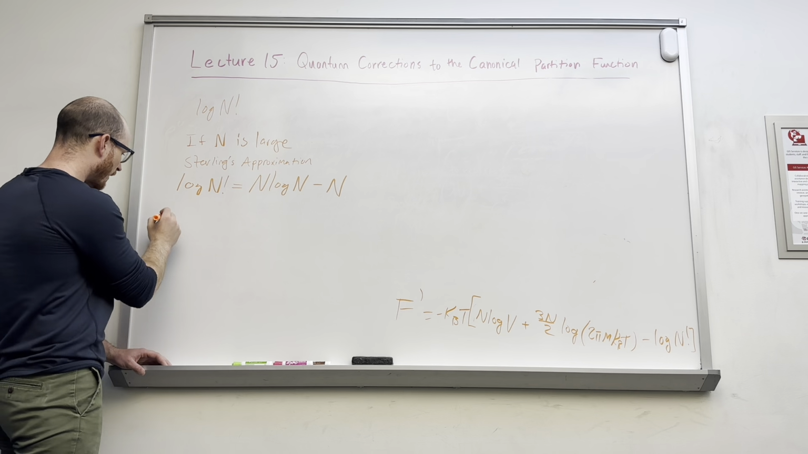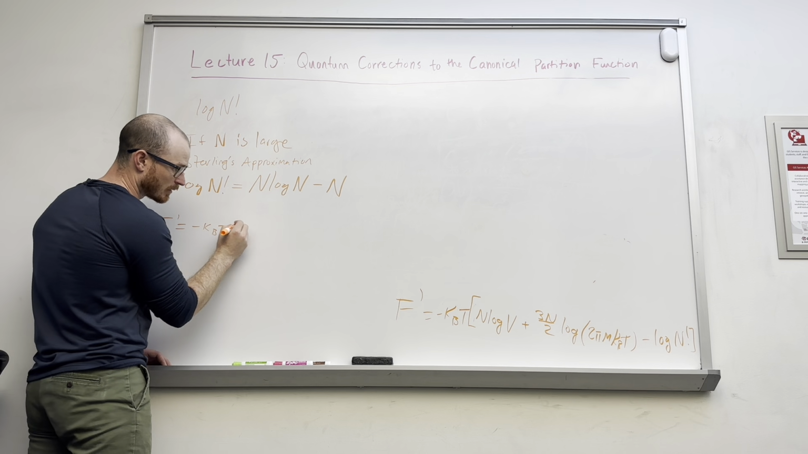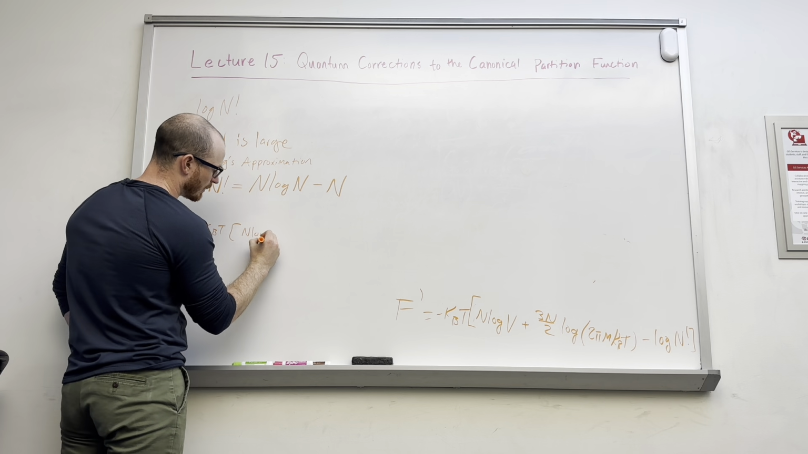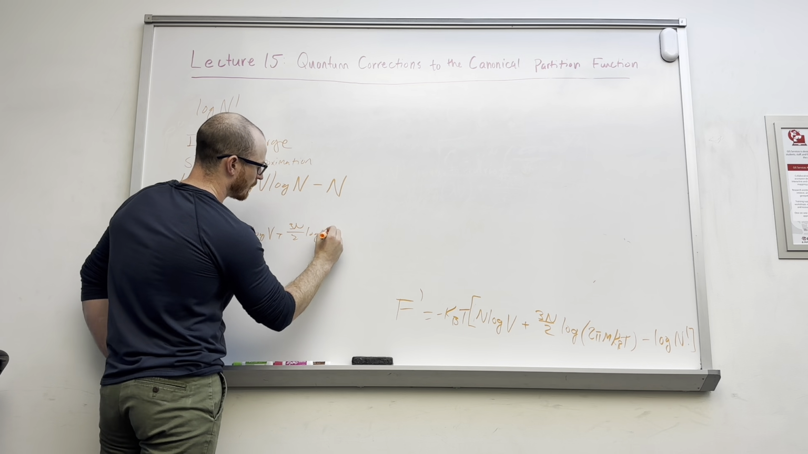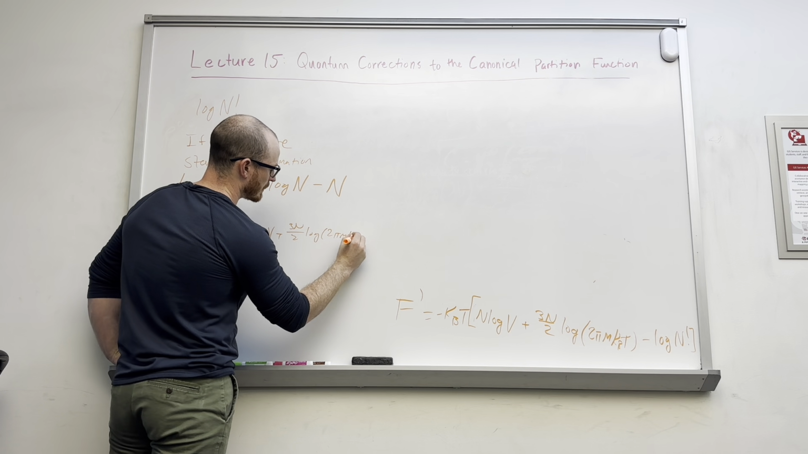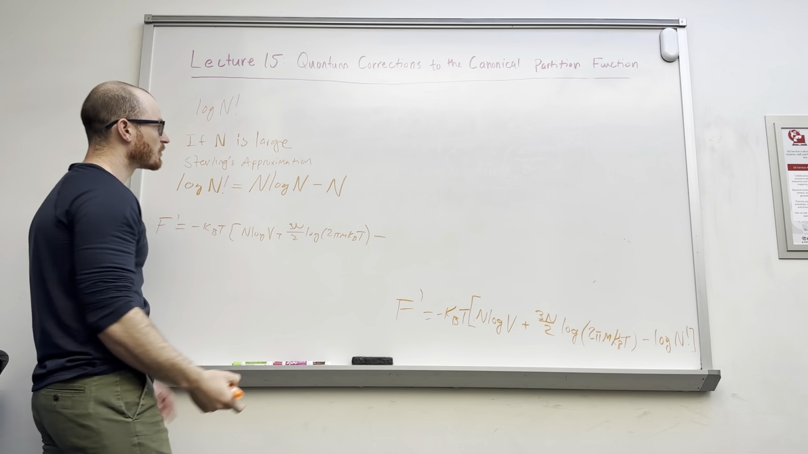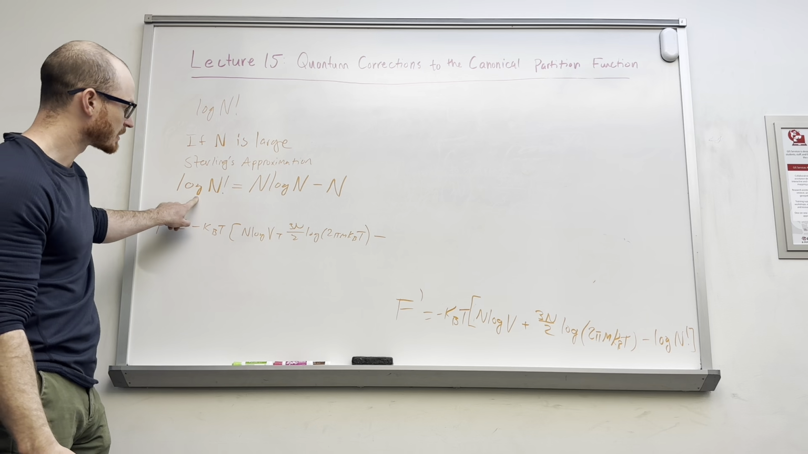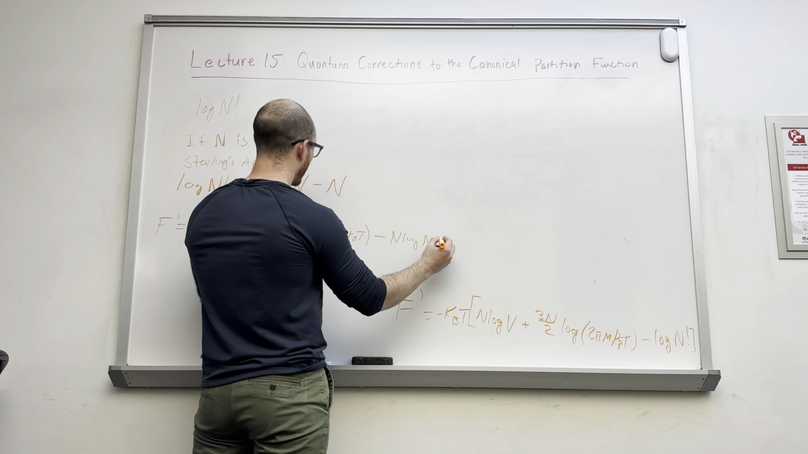What we're left with on our F prime is that we're equal to minus kBT times n log v plus 3n over 2 log of 2 pi m kBT, minus, now we're going to substitute in Stirling's approximation, so we're going to have minus n log n plus n.